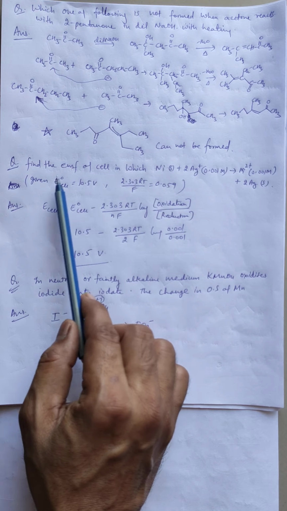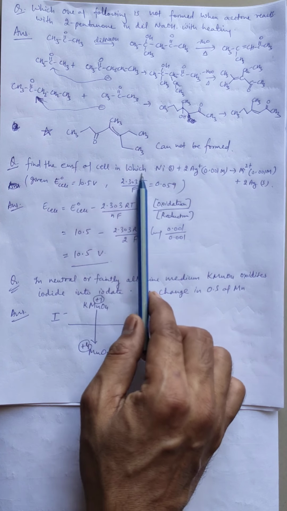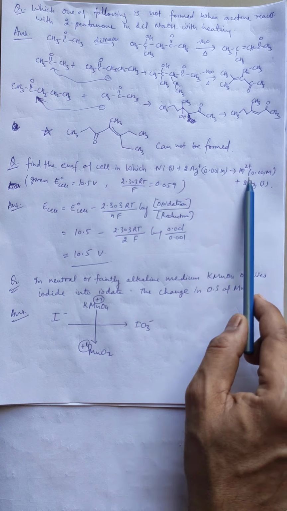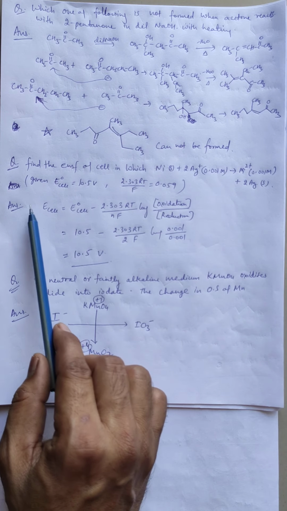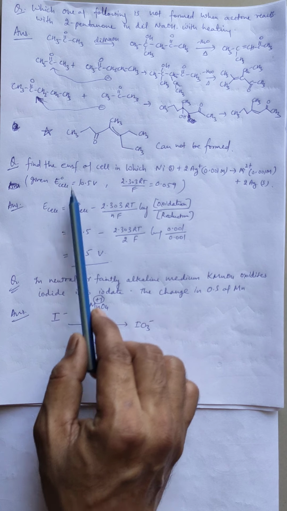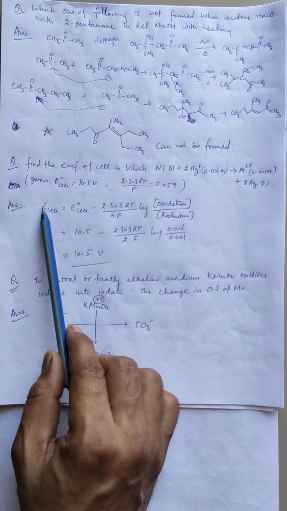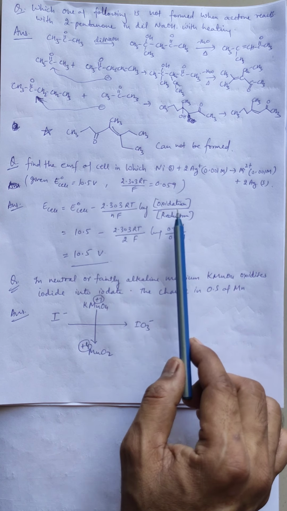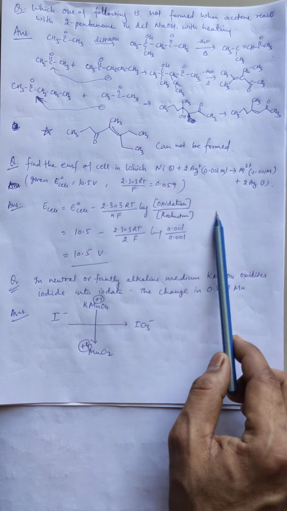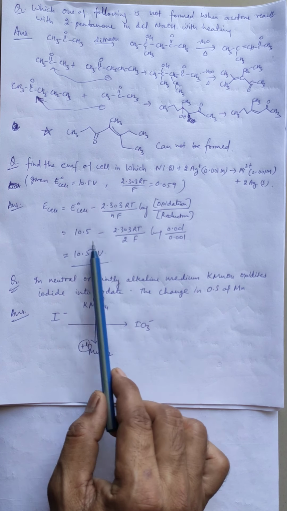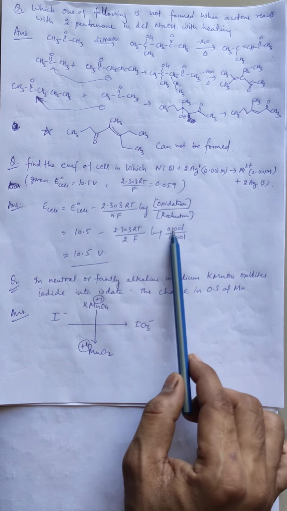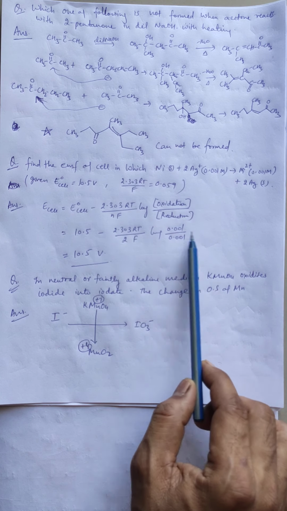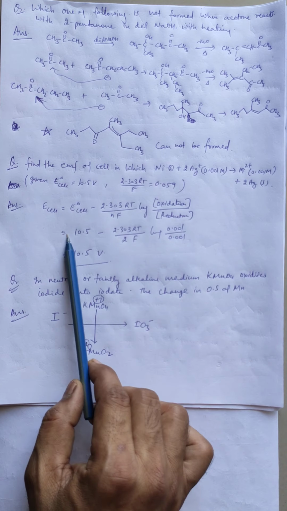Now next is to find the EMF of the cell in which nickel reaction is given and the concentrations are given. E cell is equal to E0 cell minus 2.303 RT upon nF log of oxidation concentration upon reduction concentration. E0 cell is given as 10.5, then RT upon nF log 0.01 upon 0.01, so log 1 is 0, this part will be 0, so it is 10.5 volt.